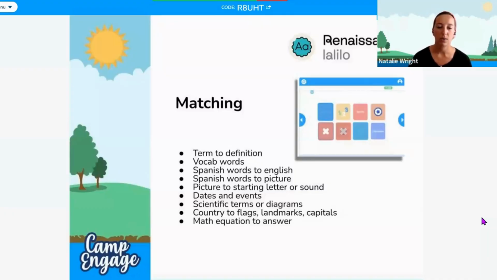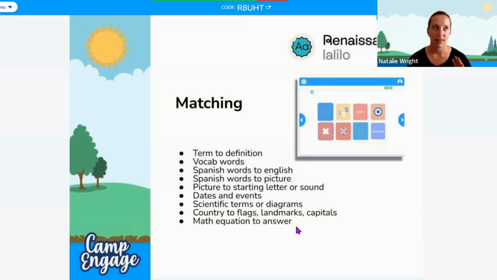A little picture to a starting letter. So I have a bear. What letter, what sound does that start with? That's what I'm matching. Dates and events, or history dates, any significant events, scientific terms, or any diagrams. Country to flags, landmarks, capitals to that matching state, and then math equation to answer. This could even be used as a quick review.